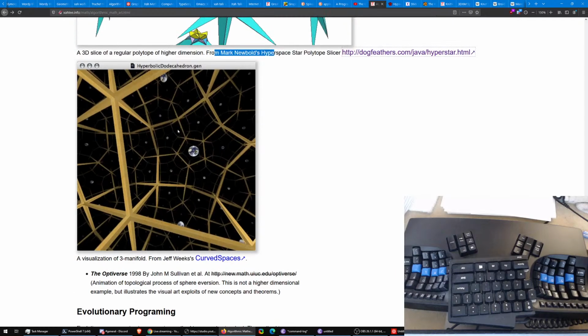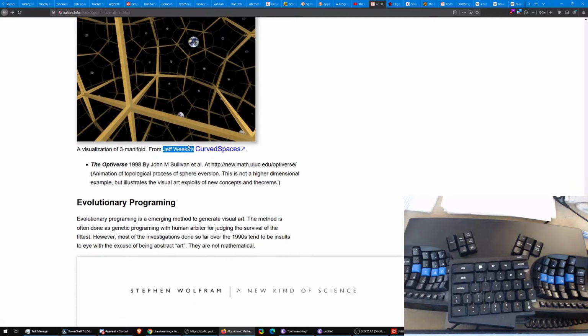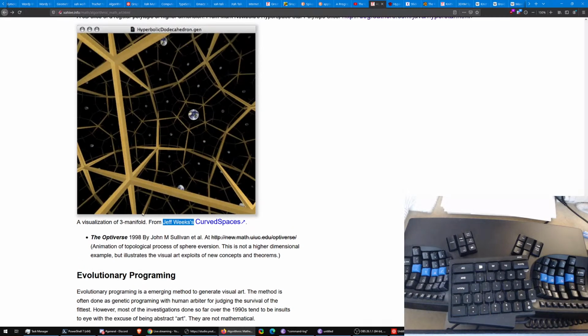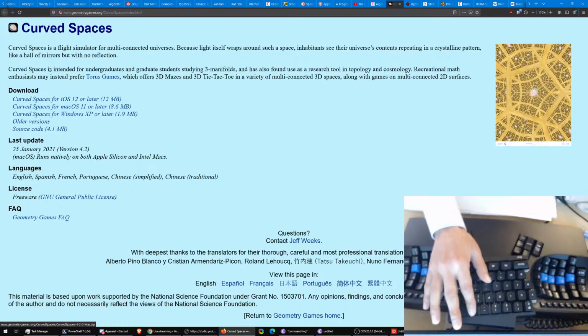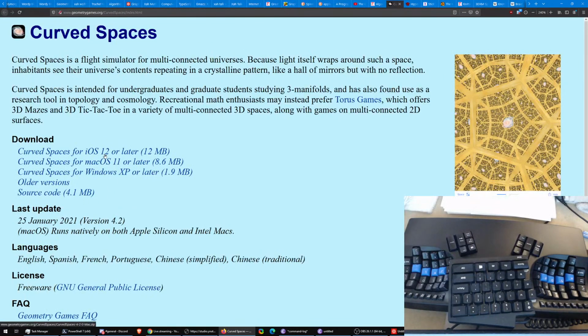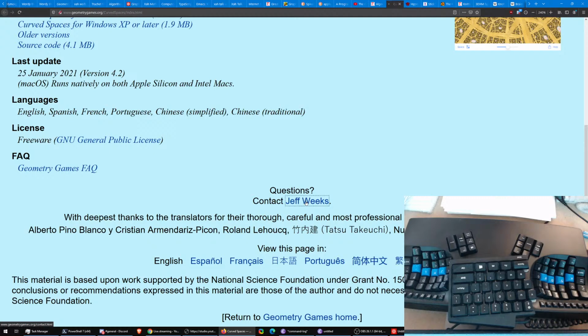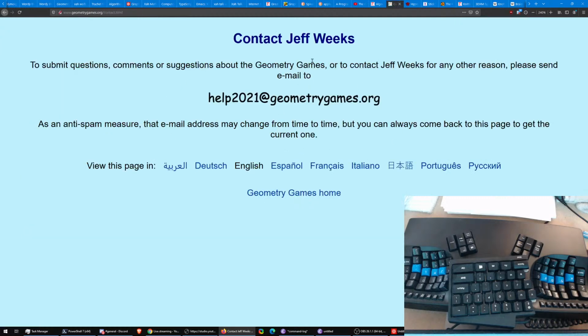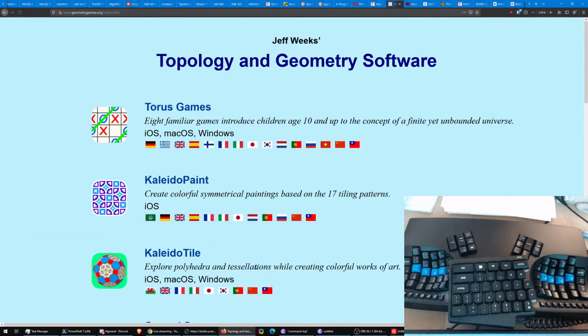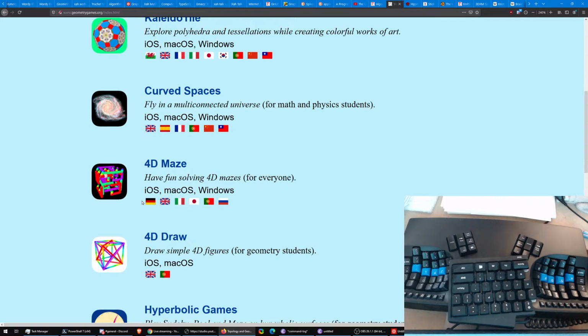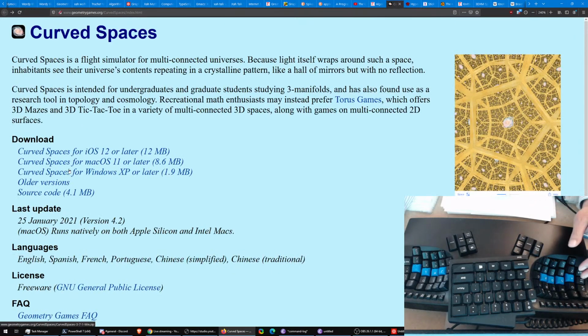And then you have this fascinating one by Jeff Weeks. He's a physicist specialized in cosmology. I went to his lecture one time at UC Berkeley about 15 years ago. He was talking about the shape of space. You can go to his website and download a program for Mac, for Windows, and for iOS these days. He's got quite a few fantastic programs written for geometry. So, Jeff Weeks. And back to my article.